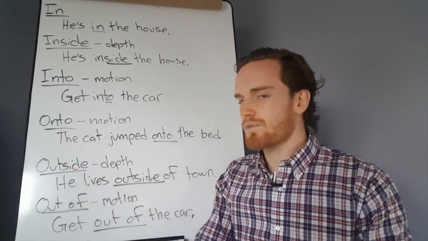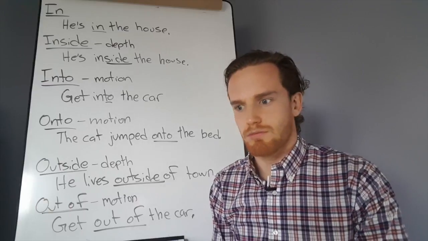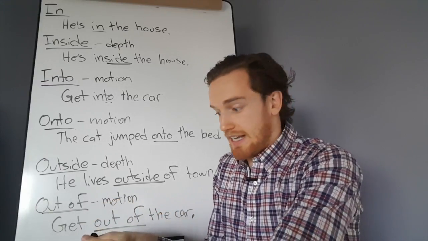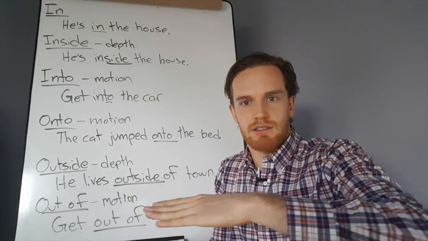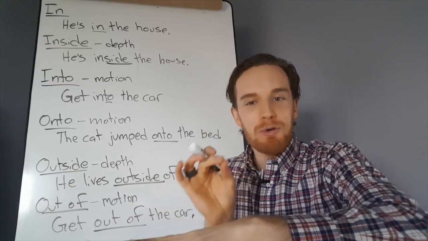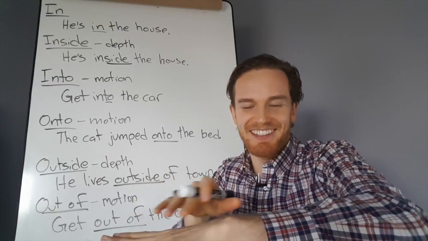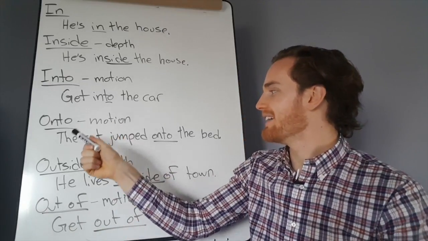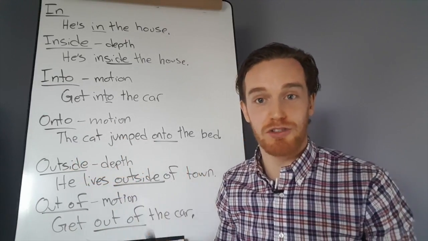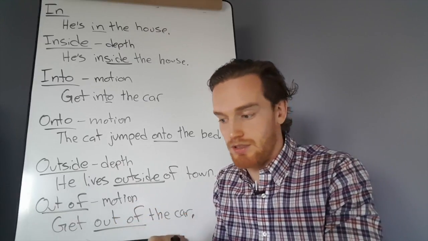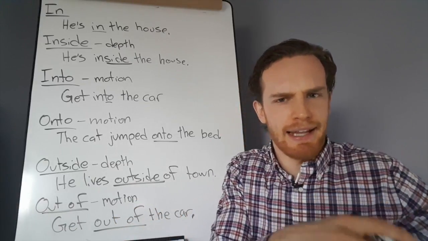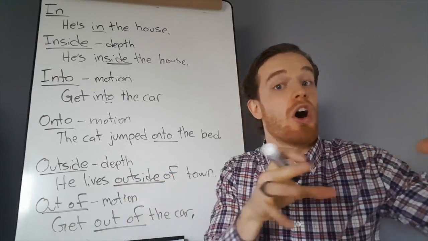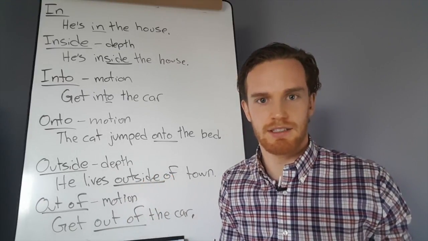Y onto, moción de una ubicación hasta una ubicación en un horizontal or vertical plane. So, por ejemplo, the cat jumped onto the bed. El gato saltó en la cama. He jumped onto the bed, right?